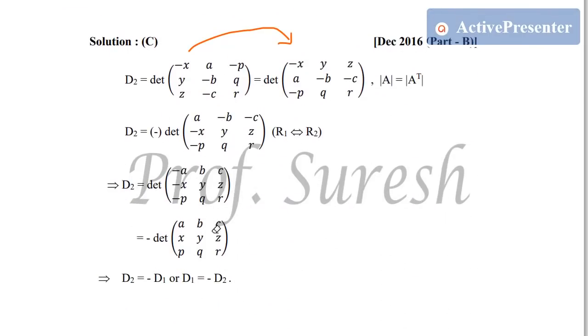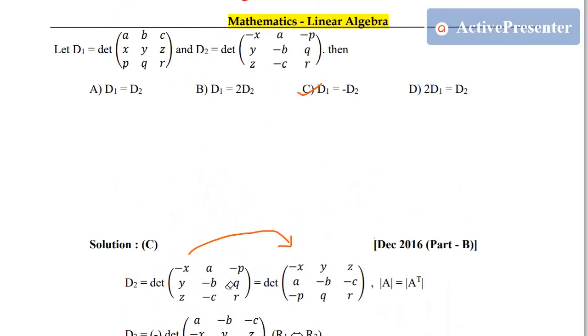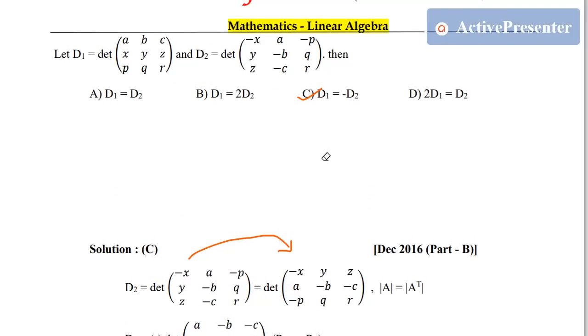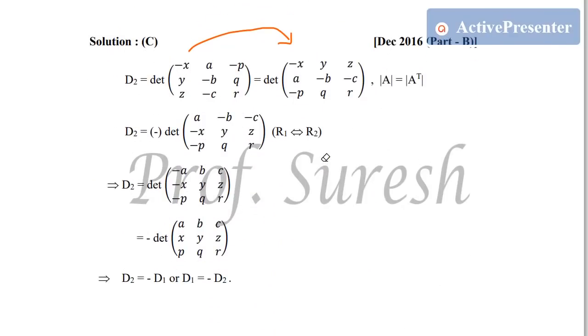So, take the minus to the other side. So, D1 equal to minus D2, that is in option C. So, this is the correct answer. You can see here.